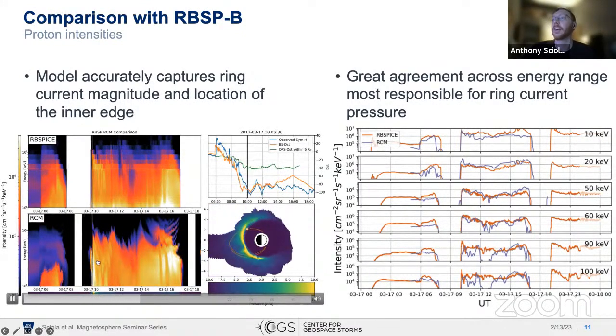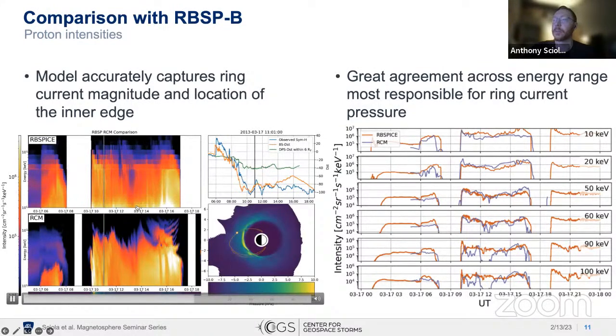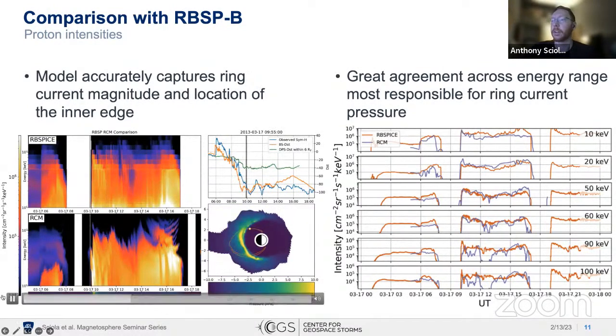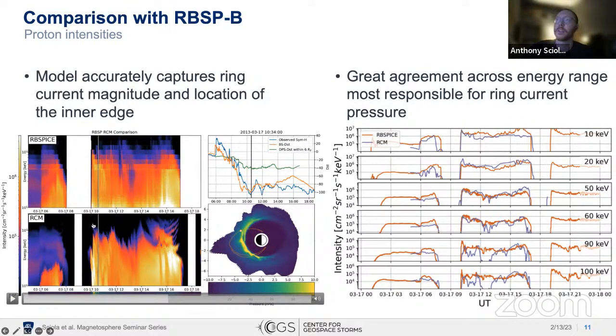We can see that they're agreeing quite well, especially in this middle orbit here. And if I can play this movie back a bit and stop it close to here, we can see that the spacecraft is flying through the inner edge of the ring current right at the start of orbit 2. And so because of the timing of this and similarity in magnitudes, we can sort of conclude that we're accurately capturing the ring current magnitude and location at the inner edge pretty well.